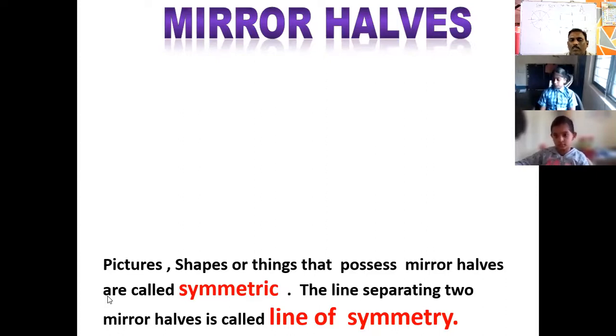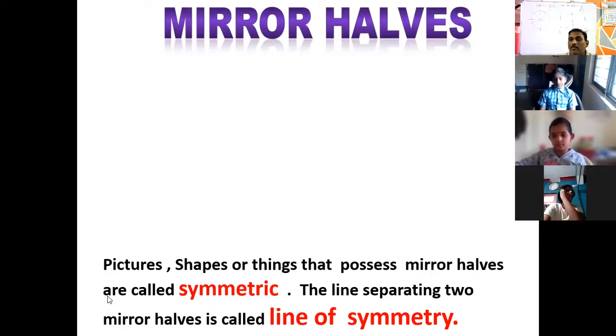B is having horizontal. C is having horizontal. D is having horizontal. E is having horizontal. F and G are having none of the symmetry. H is having both. I is having both.